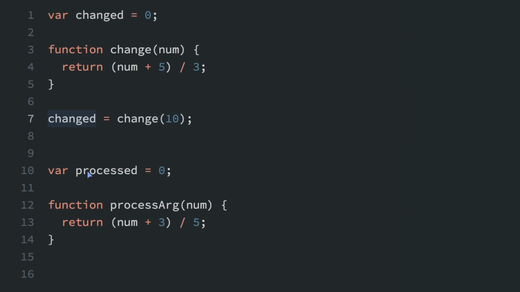We can do the same thing down here. First we initialize the variable processed, and processArg is going to return the result of this mathematical expression. So I can set processed to equal what this function returns. So I can say processArg, and then I'll just pass in the number 7 here. And now processed equals the result of this mathematical expression.